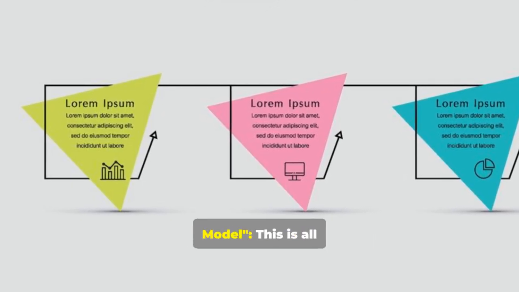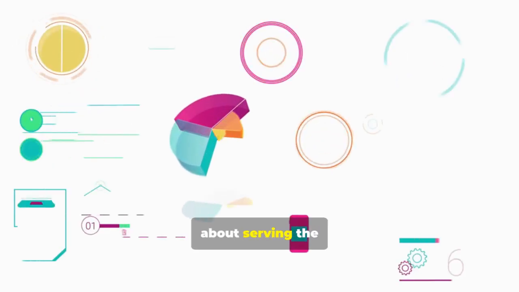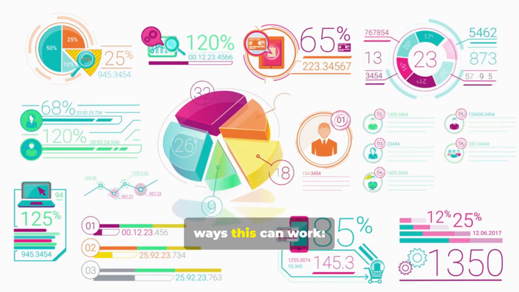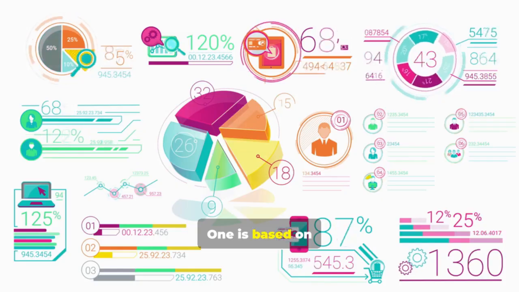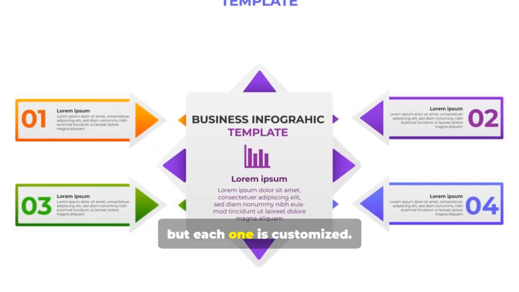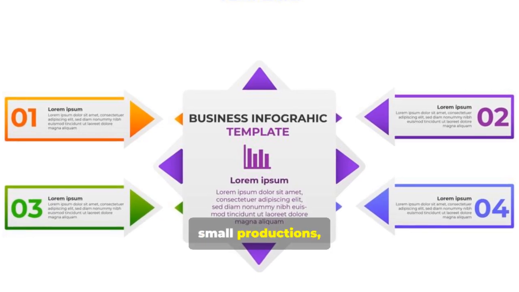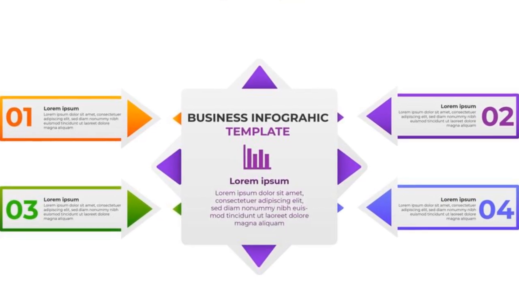The custom order model. This is all about serving the customer and meeting their specific needs. There are two main ways this can work. One is based on making many things, but each one is customized. The other is a custom model with small productions, but they are very special and exclusive.